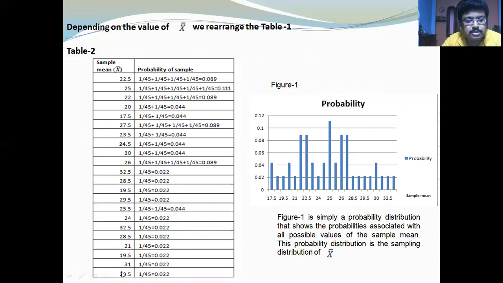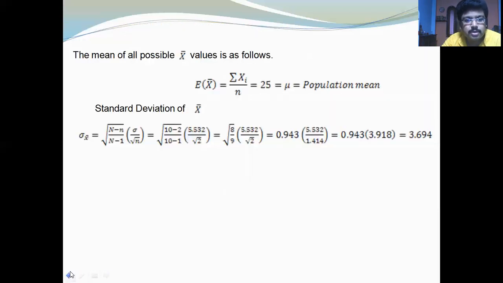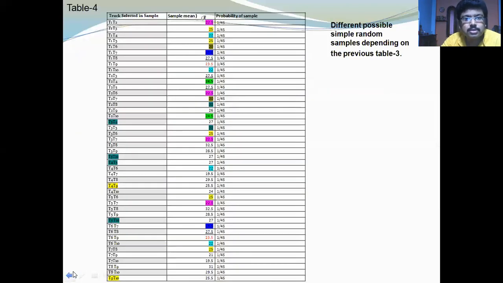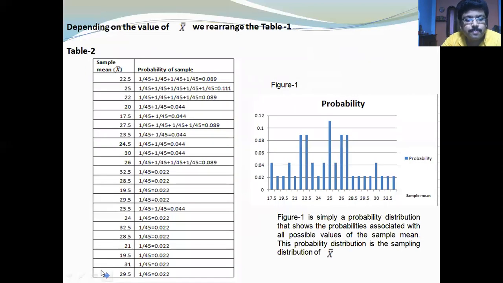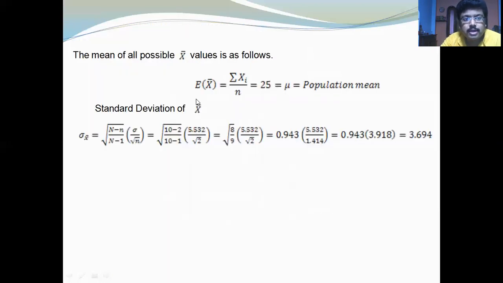summation xi by n is the sample mean. Here the sample mean is 25. How can it be looked at? Look at this. The sample mean 25 is equal to the population mean, 25. So ultimately, adding this, summation xi by n equals 25. It is also the population mean.